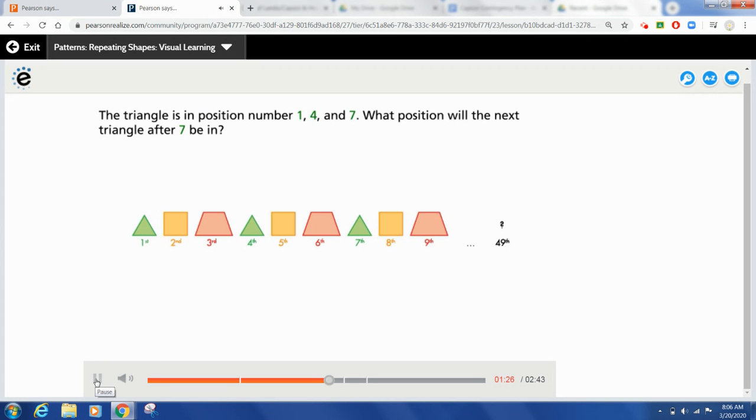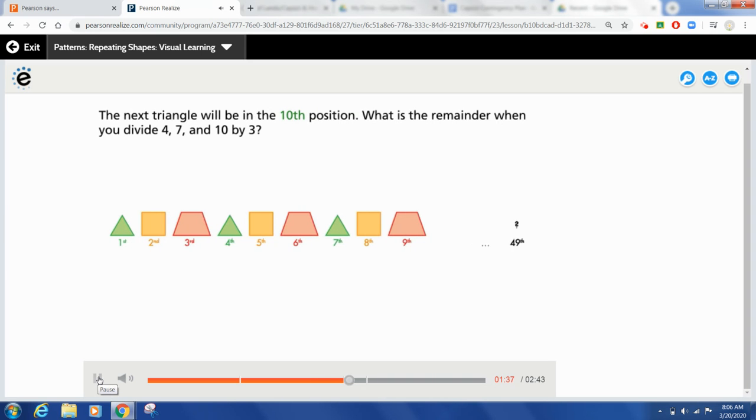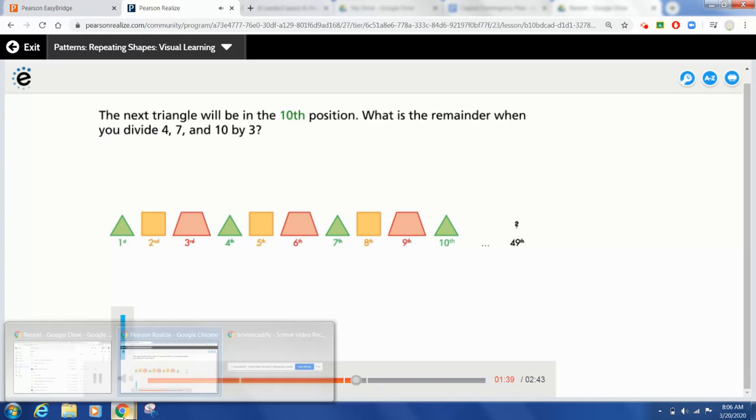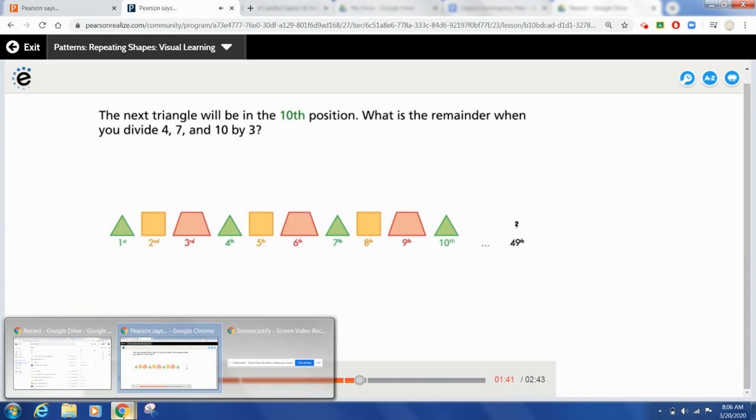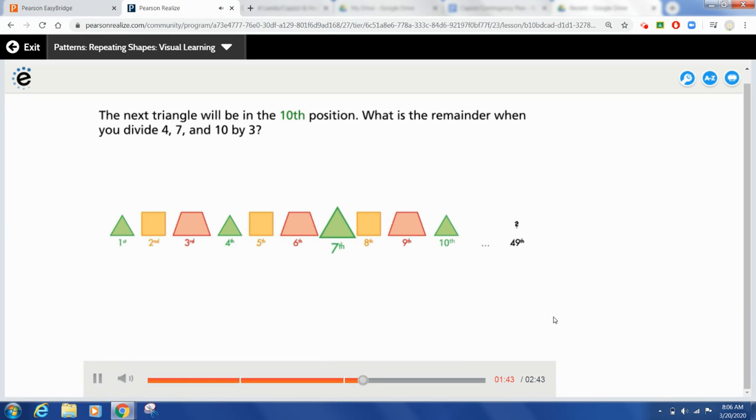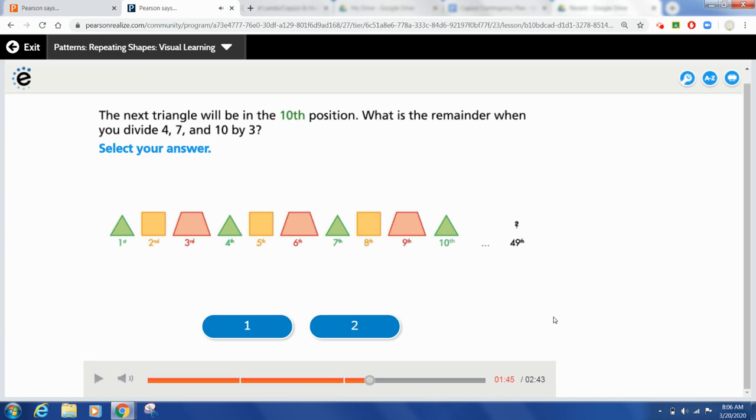The triangle is in position number 1, 4, and 7. What position will the next triangle after 7 be in? The next triangle will be in the 10th position. What is the remainder when you divide 4, 7, and 10 by 3? Select your answer.